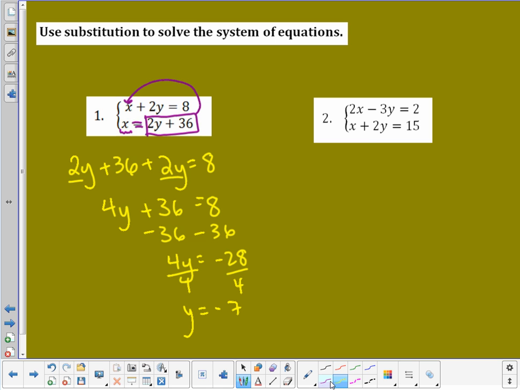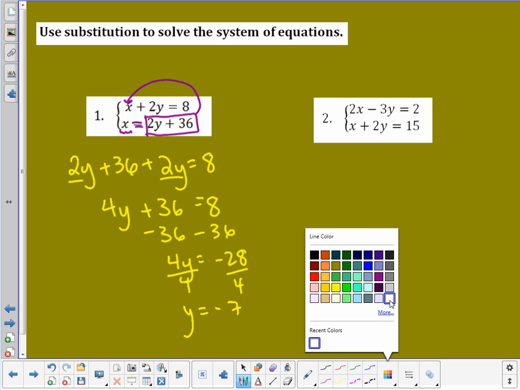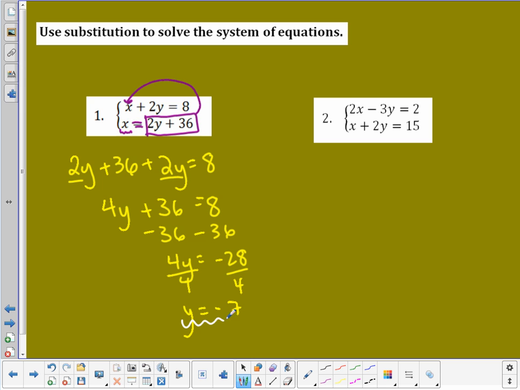All right, so I've got one of my variables, but that's not enough. I have to get them both. So now I'm going to take the y value that I know and plug it back into one of my original equations. I'm just going to use this bottom one because I already have x alone, which will help me.